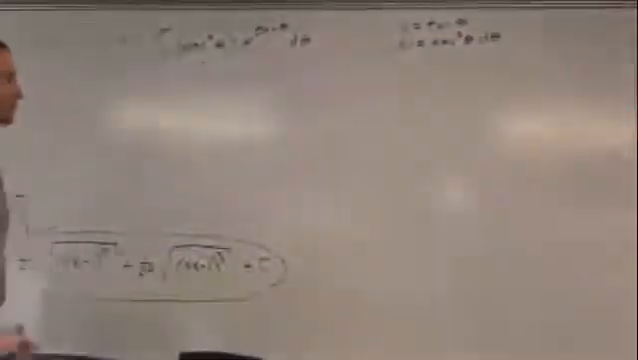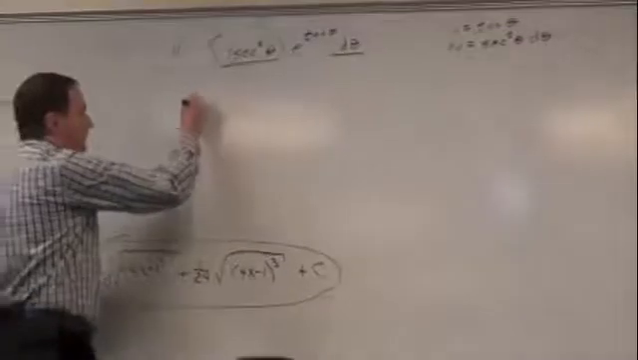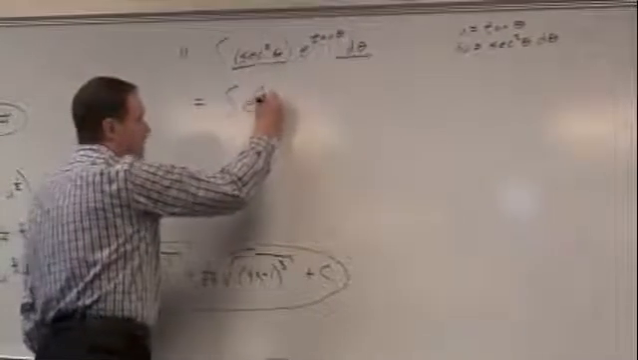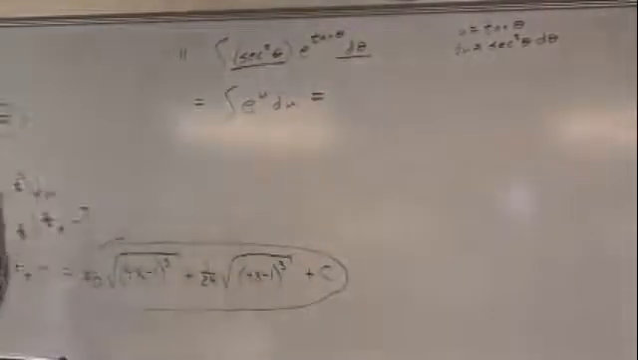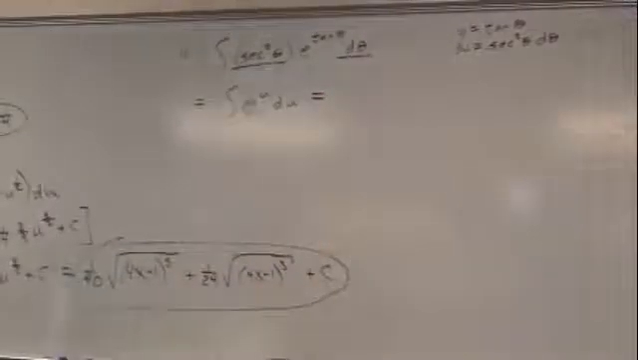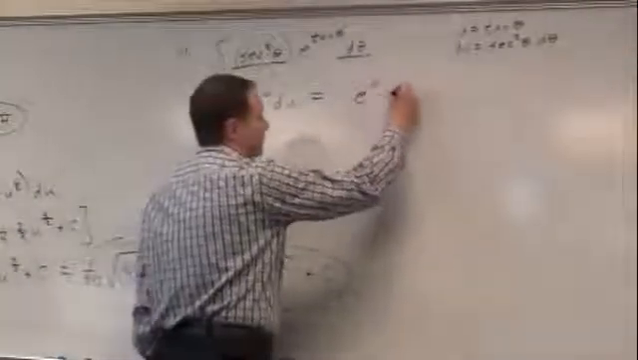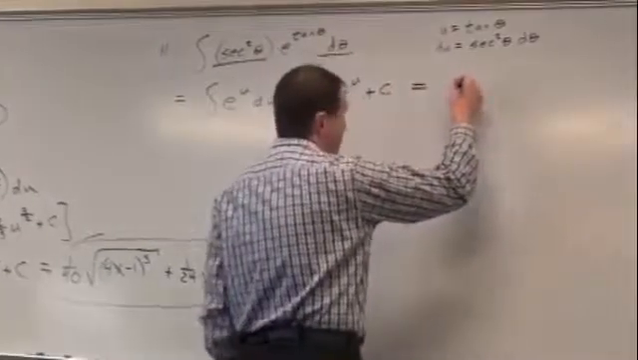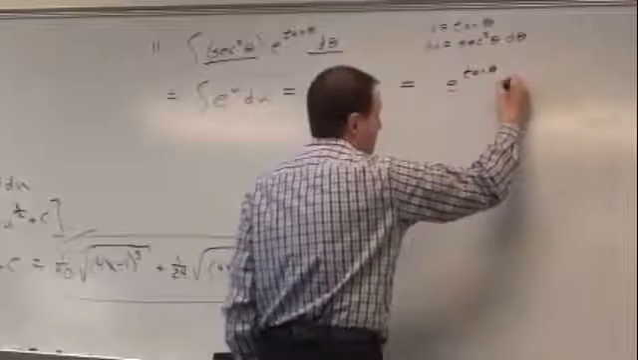And this problem works very quickly. All of that becomes du. So I'll say this is nothing more than the integral of e to the u du. And the integral of e to the u is e to the u plus c. So I can say this is going to give me e to the tangent theta plus c.